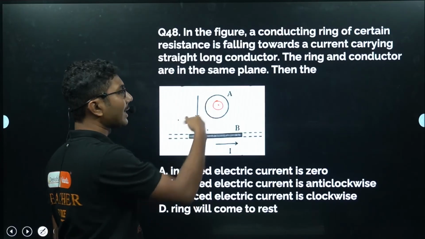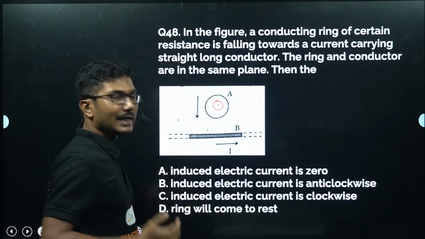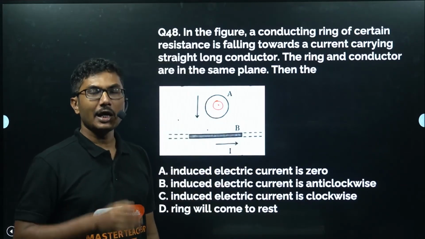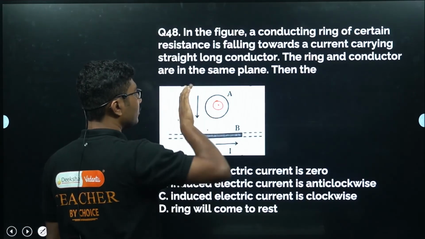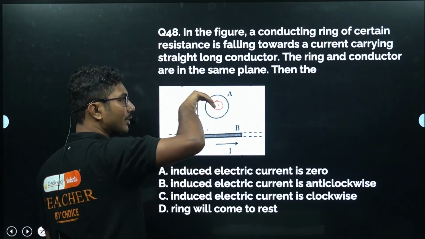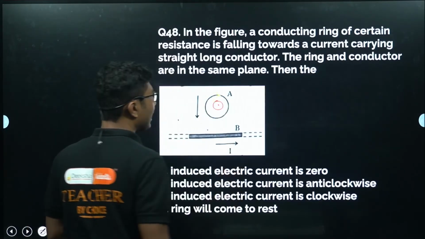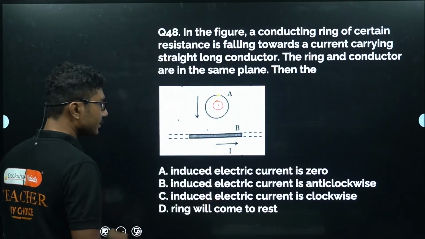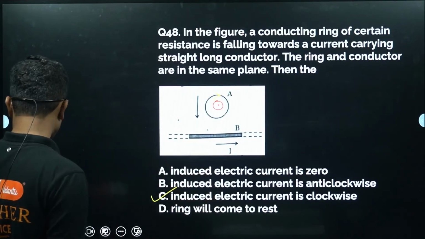Because the original magnetic field is in the outward direction and it is increasing, we can say the magnetic field induced in the coil should be opposite to that, that is, it is opposing the magnetic field. So opposing the magnetic field means it will be inward. Inward means in this direction. And what is this direction? This direction is clockwise. So the induced current will be clockwise. That is option C. Okay.